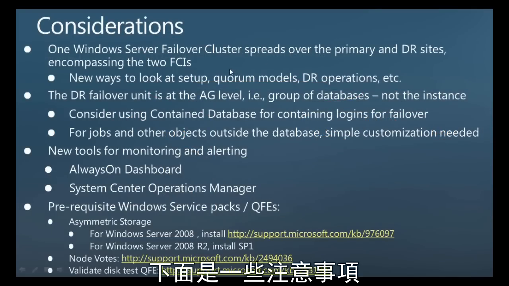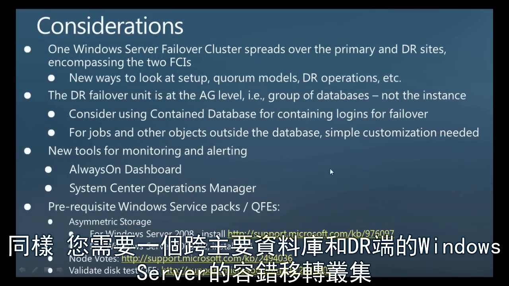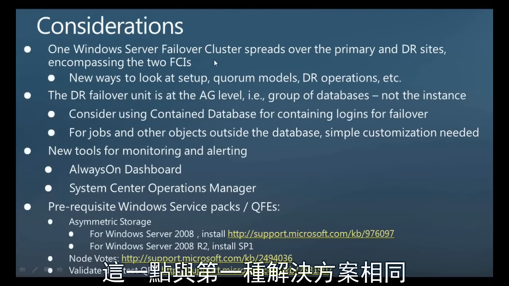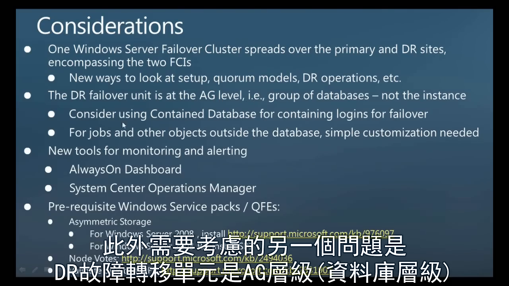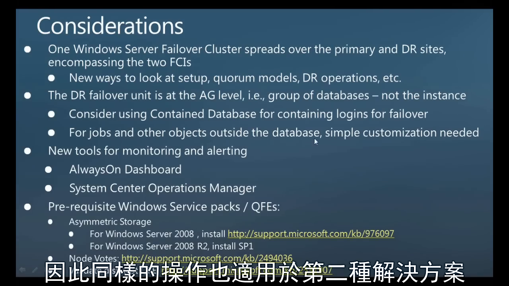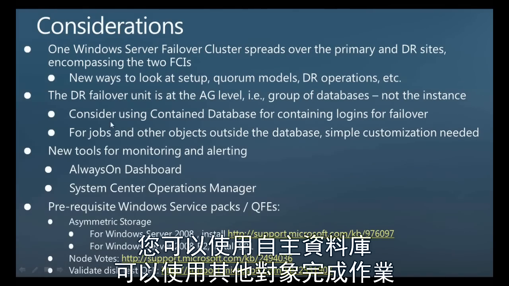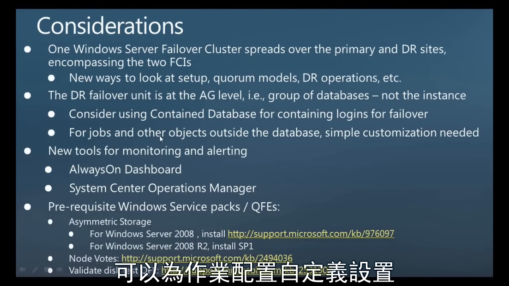Here are some considerations. The same thing, you need to have one single Windows Server failover cluster spread over the primary and the DR side. That's the same as solution 1. Also, the DR failover unit is at the AG level, the database level. So the same thing applies as solution 2. You can use contained databases and other objects, and for jobs, you can configure customizations.